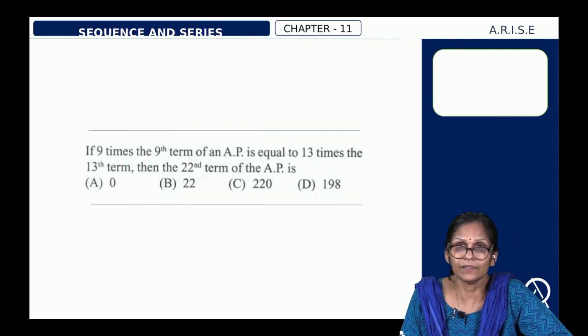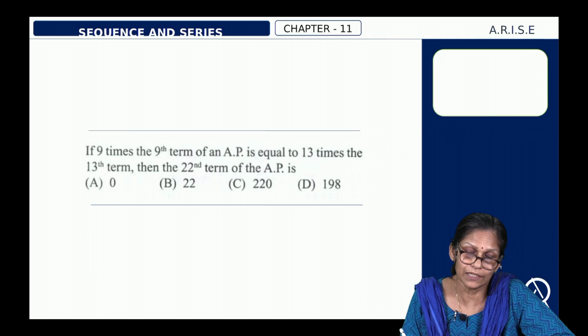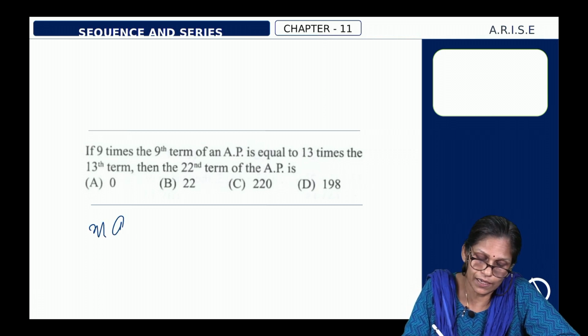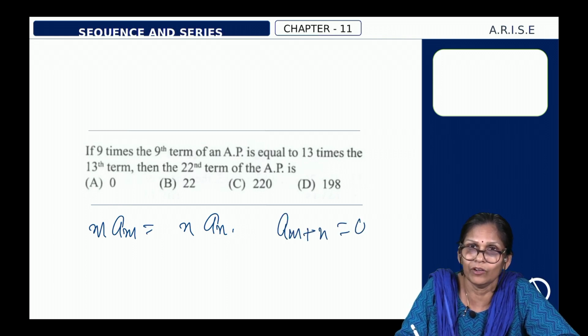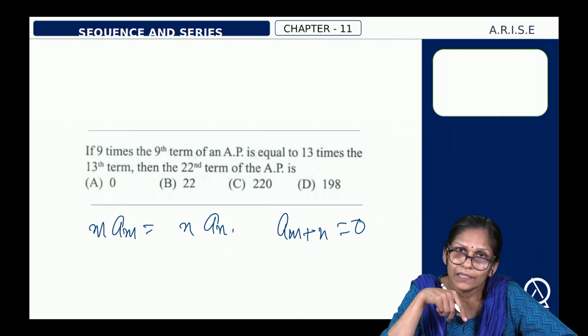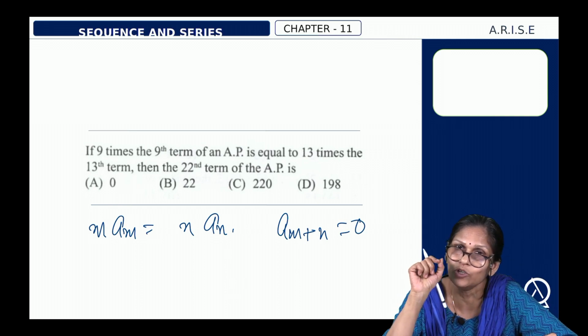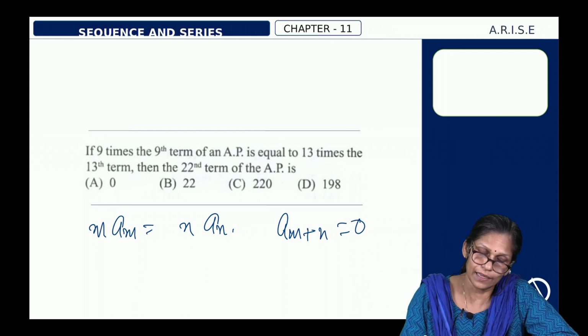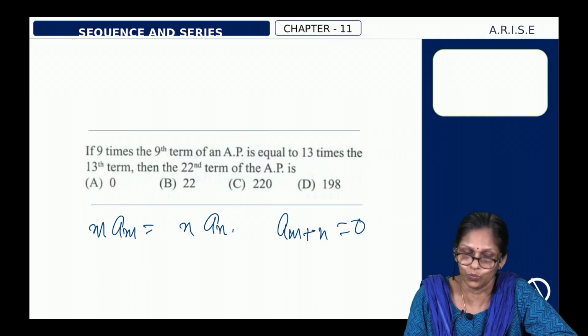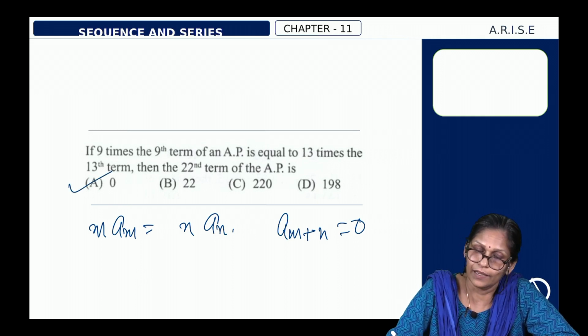If 9 times the 9th term is equal to 13 times the 13th term, what is the 22nd term? Just a direct application of the result. If m times the mth term is n times the nth term in an AP, then the m plus nth term will be 0. If you remember this result, without actually putting pen to paper, you can conclude that in this case A 9 plus 13, which is A 22, would be 0. Option A is your answer.